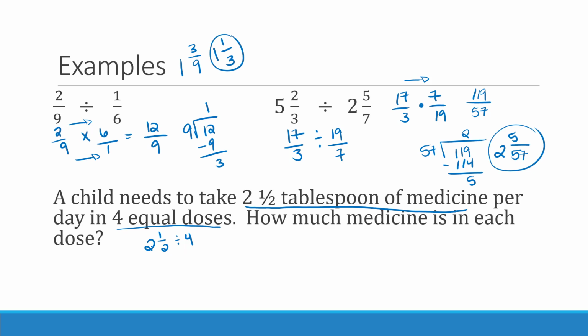So 2 times 2 gives me 4. Plus 1 would give me 5. Now I want to write 4 as a fraction, which would be 4 over 1. Now that they're both improper fractions, let's do keep, change, flip. So I'm going to flip it here. Multiplying straight across would be 5 times 1 will give me 5. 2 times 4 would give me 8. So each time this child takes the medication, they're getting 5/8 tablespoons.